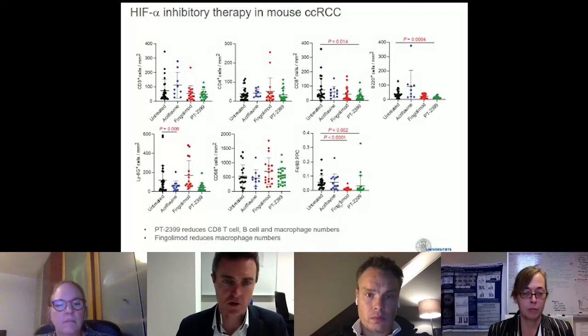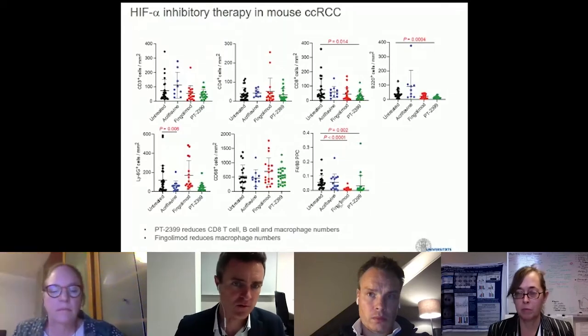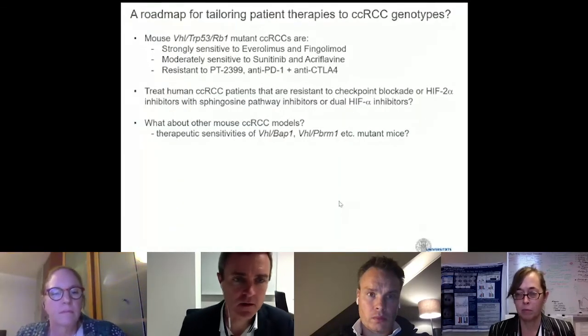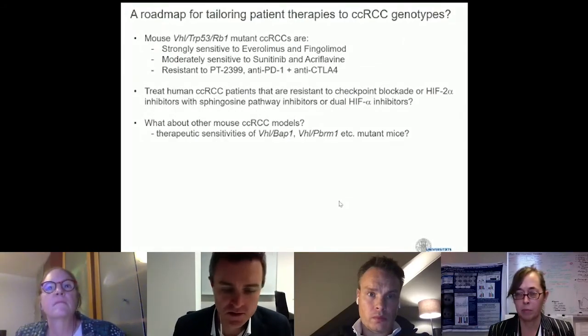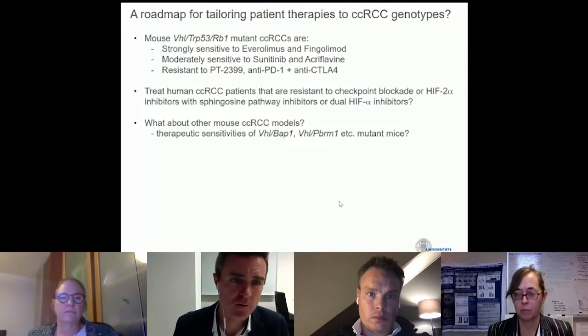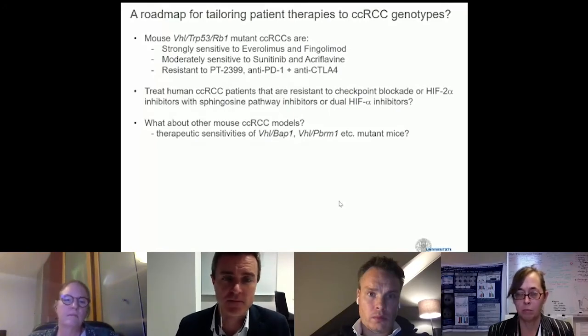So this was not what we had hoped for, but at the very least, we didn't see a dramatic decrease in the fingolimod treatment in terms of CD8 T cells. If I come to the conclusion slide now, the last slide, the way we're thinking about these and future experiments is that we can use this mouse modeling therapeutic approach to hopefully ultimately tailor patient therapies, and as we heard before, ideally combination therapies to different specific genotypes of CCICC.